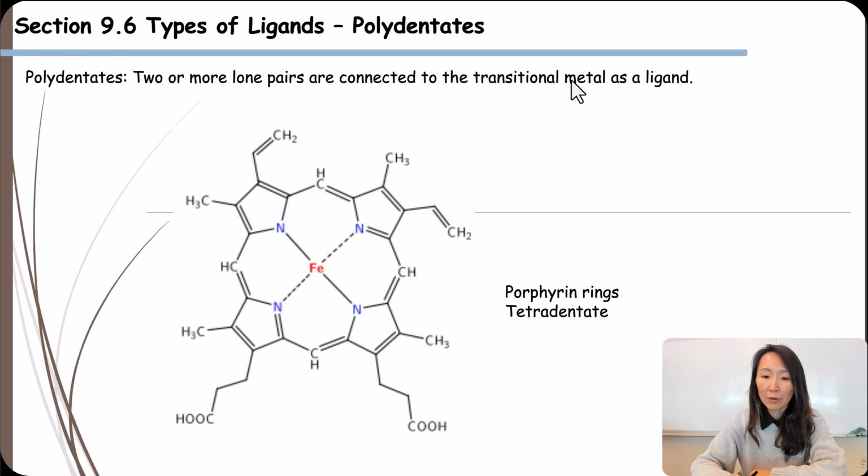Here's another example, and this would be a porphyrin ring. It's found in hemoglobin of your red blood cells. And you can see the multiple attachment of the nitrogens; in the middle would be iron, and this is a tetradentate, so four lone pairs are being attached to the iron right here.